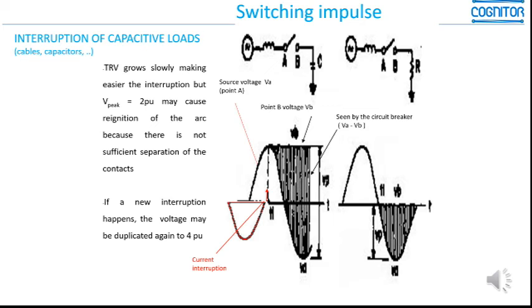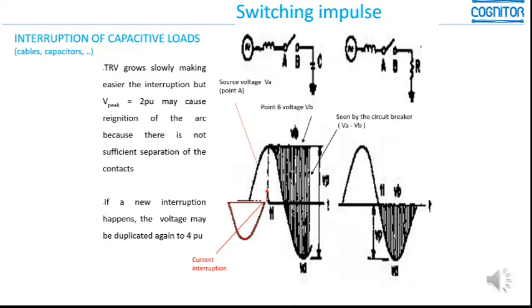This is another case of switching impulse, and a classic case. Every time we speak about interruption of capacitive loads, people become worried. People who live and work with substations know that interruption of capacitive loads is not only interrupting one capacitor. For example, if you are interrupting one line, one open line, one line not charged, you are interrupting a big capacitance.